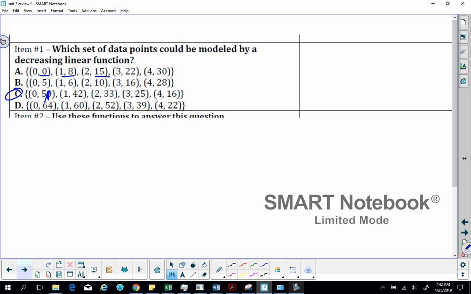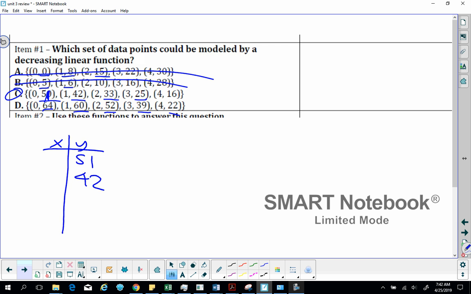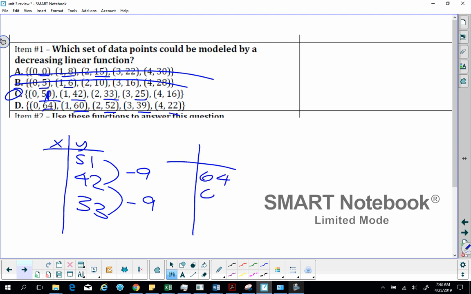Is that going down? No. 5 to 6, is that going down? 64, these are going down. So the next thing you would need to figure out is which are going down at the same rate. So if we're going 51 to 42 to 33, those are all subtracting by 9. So it's an even amount each time, so that's why my answer would be C. 64 to 60 is subtracting at different rates. So 64 to 60 is subtracting by 4, and then to 52 is by 8. So it's not the same each time. That's why this one would be, because it's linear.